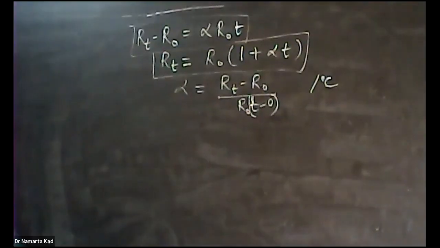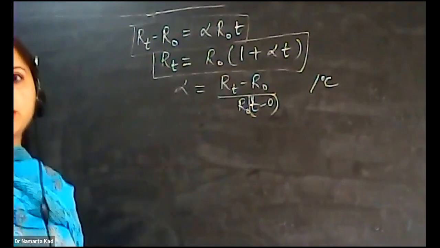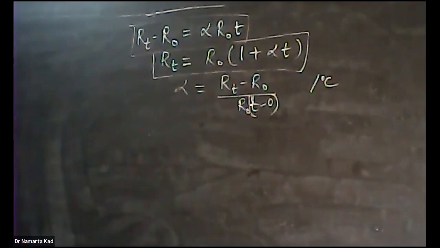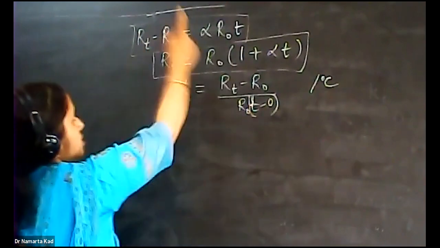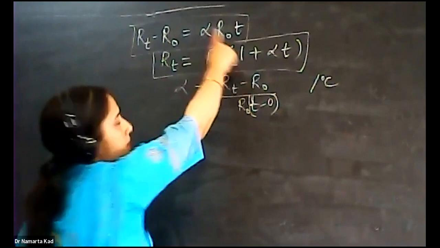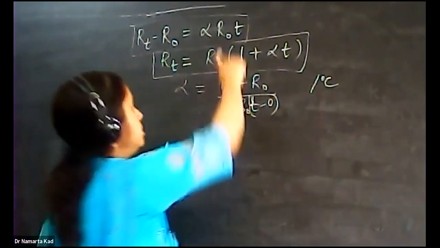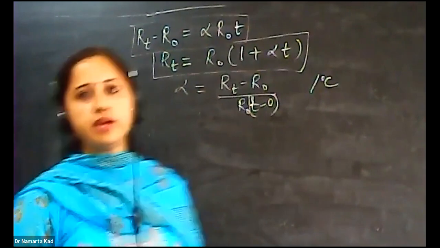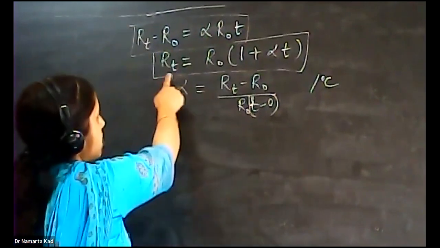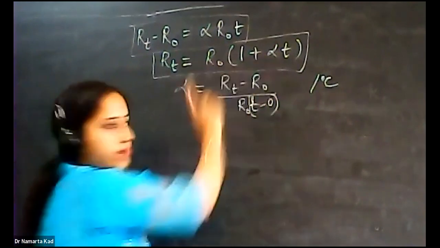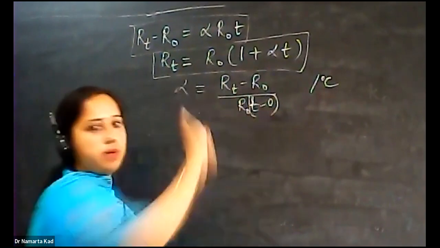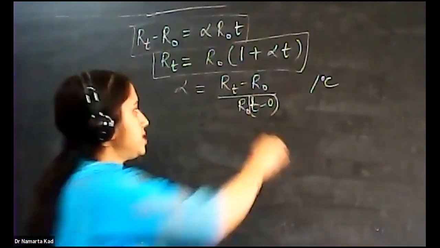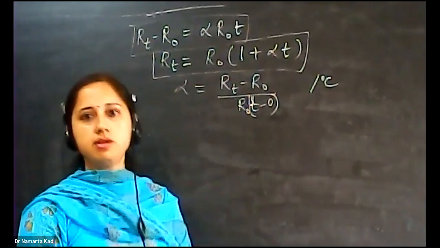Okay, so the different formulas related to the temperature coefficient of resistance are, the first one, R_T minus R_0 is equal to alpha R_0 into T. That is, the change in resistance is equal to the temperature coefficient of resistance multiplied by the original resistance multiplied by the change in temperature. So you can use delta T here also. Another formula is R_T is equal to R_0 into (1 plus alpha T), and another is alpha is equal to (R_T minus R_0) divided by R_0 into T. So this T is actually T minus 0, or you can also write delta T.